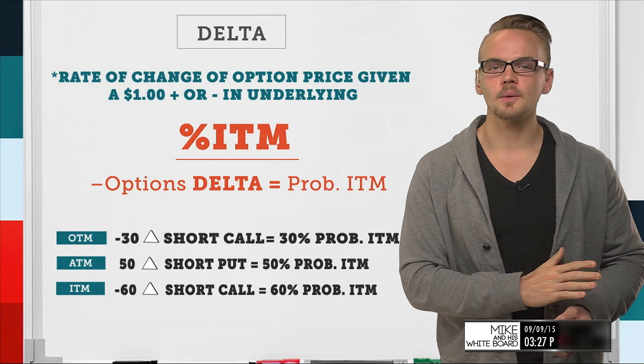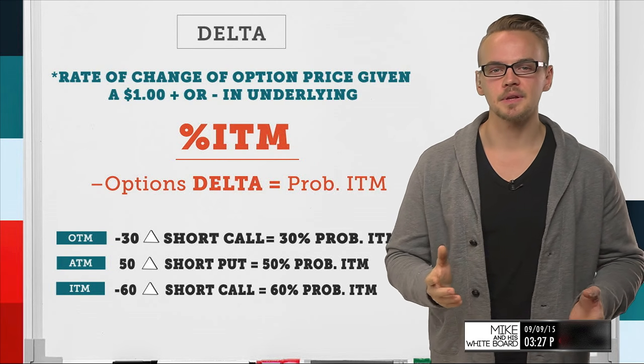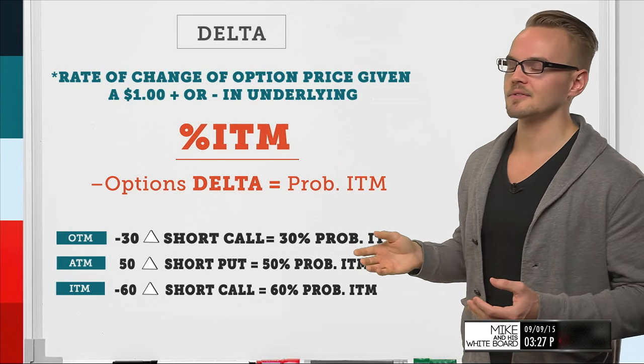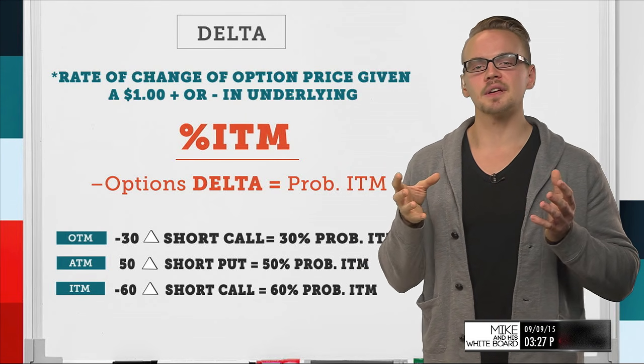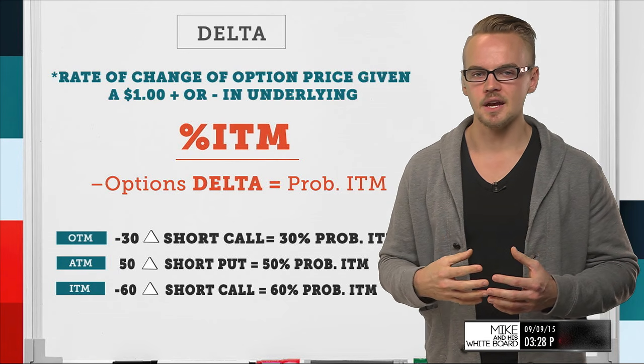But the further you go in the money, it's going to have a higher delta and a higher probability of being in the money. So again, if I'm selling an option, I want that to be out of the money at expiration so it expires worthless and I can keep that entire credit.